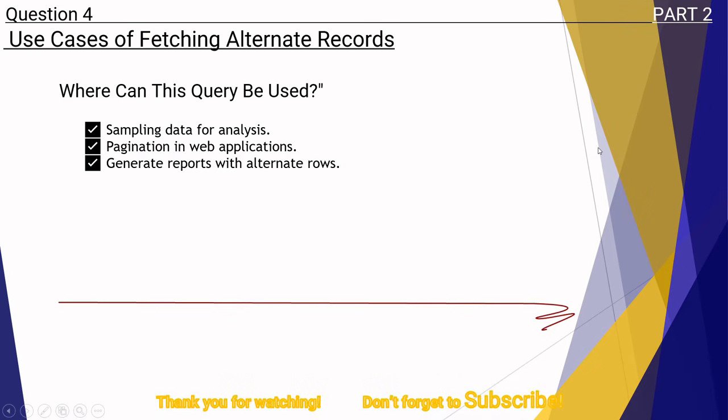Fetching alternate records can be useful in various scenarios such as data sampling, implementing pagination in web applications, or generating reports that show subsets of data.